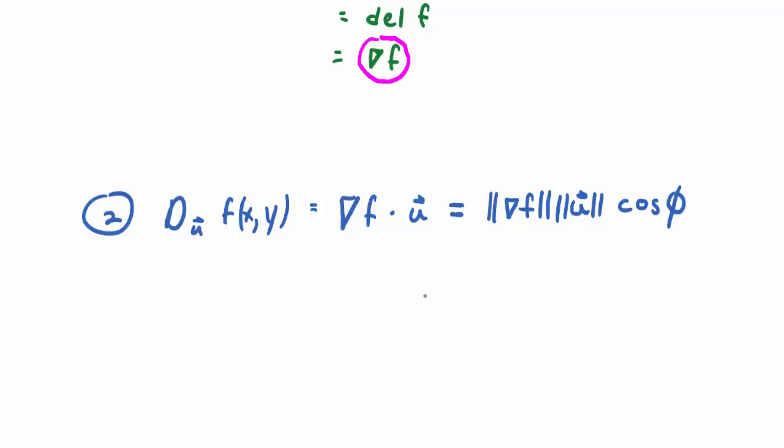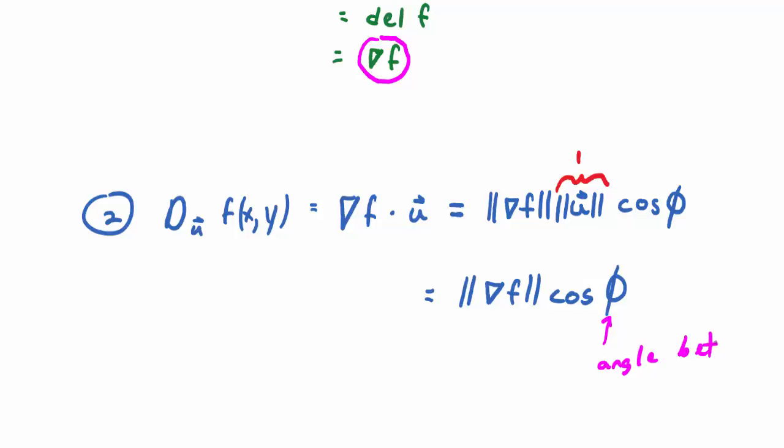I'll write that down in a second. But I want to rewrite this right-hand side because we know that the magnitude of u is 1, right? So this formula then becomes just the magnitude of del f times the cosine of phi. So let me write down again where phi is. Phi is the angle between del f and u, the direction vector.